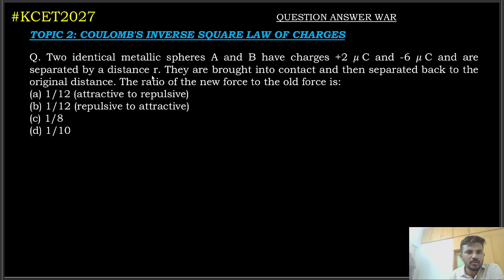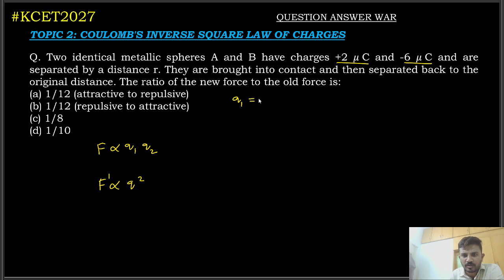Next, two identical metallic spheres A and B have 2 microcoulomb and minus 6 microcoulomb and are separated by distance r. They are brought into contact and then separated back to the original distance. The ratio of new force to the old force is... The old force is directly proportional to Q1 Q2. The new force is directly proportional to Q square.